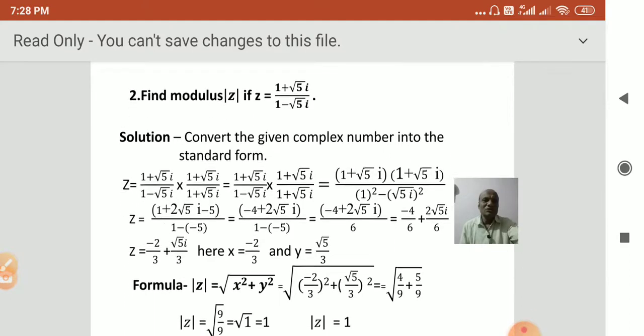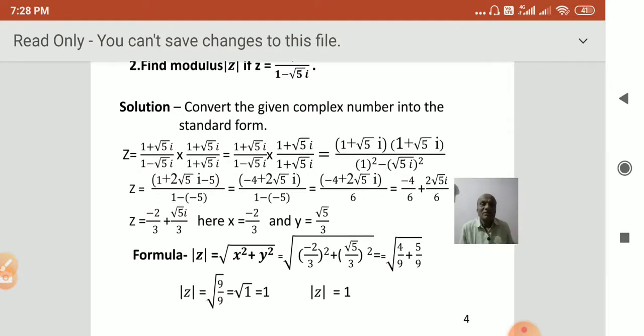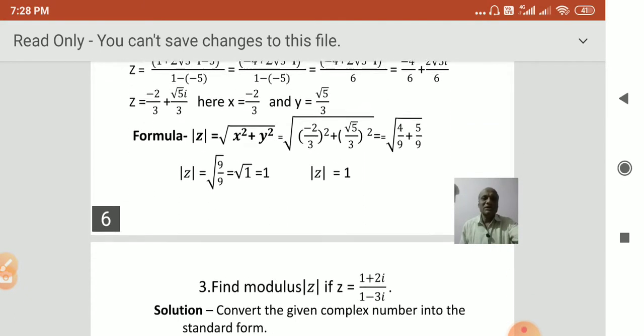Now once we know the value of x and y, we can find the modulus, that is mod of z, which is equal to square root of x square plus y square. So substitute the value of x, that is minus 2 by 3 square, plus square root of 5 divided by 3 square. So this will be 4 by 9 plus 5 by 9. Now after simplification we get mod of z equal to square root of 9 divided by 9, so square root of 1, so this is equal to 1. So the modulus of the given complex number is 1.